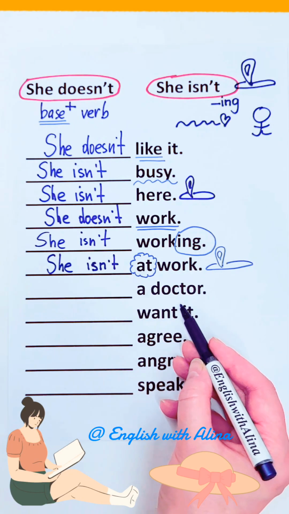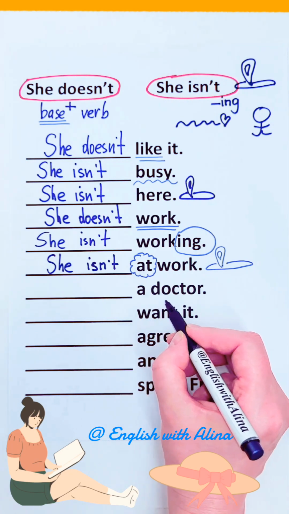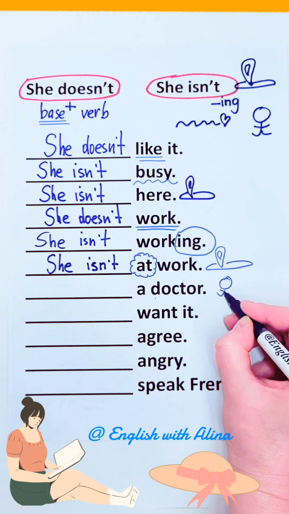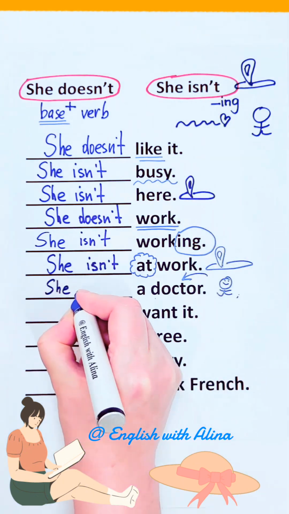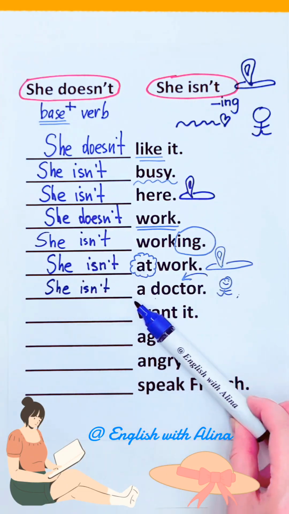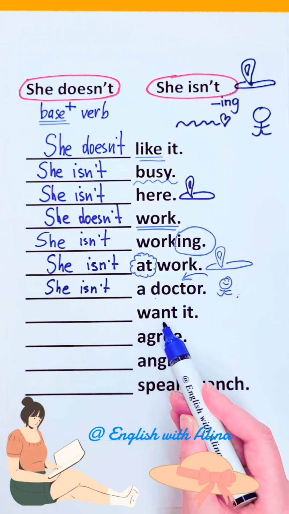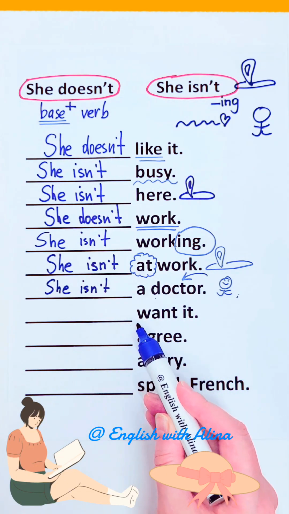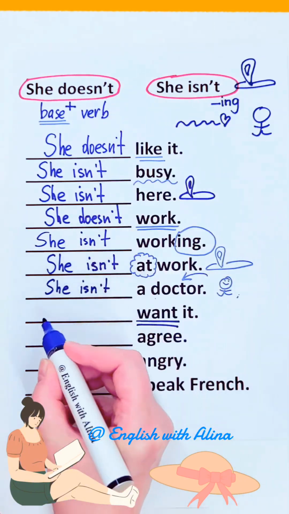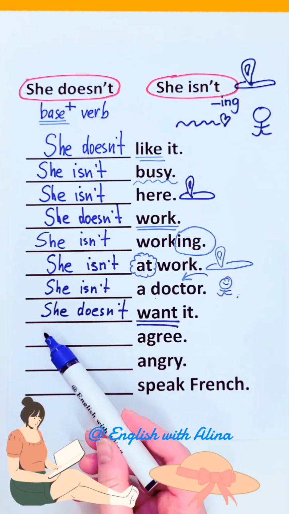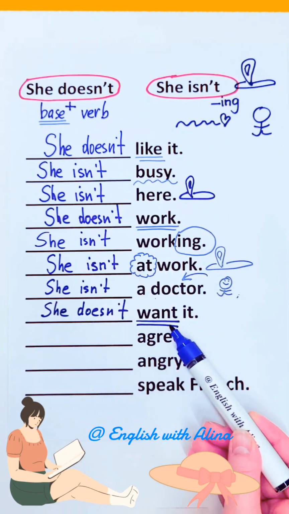Blank, a doctor. A doctor is a person. She isn't. She isn't a doctor. Blank, want it. Want is a base verb. She doesn't. She doesn't want it.